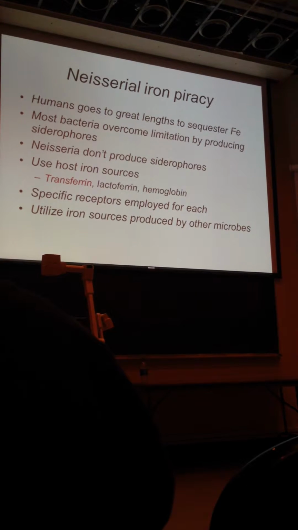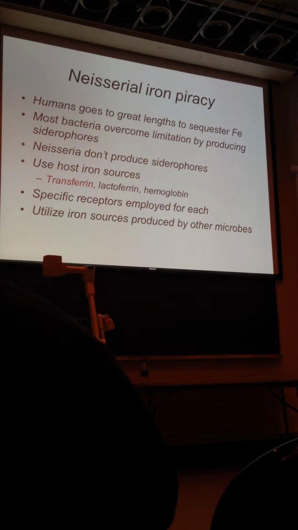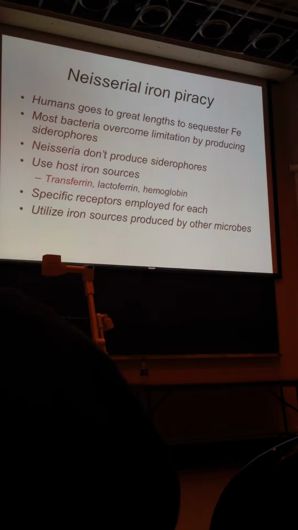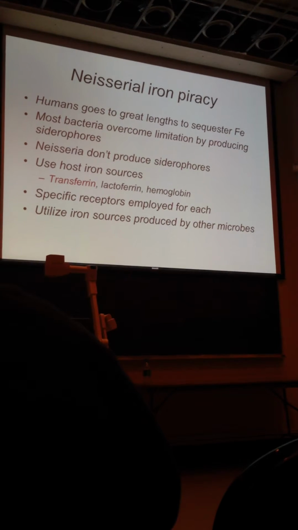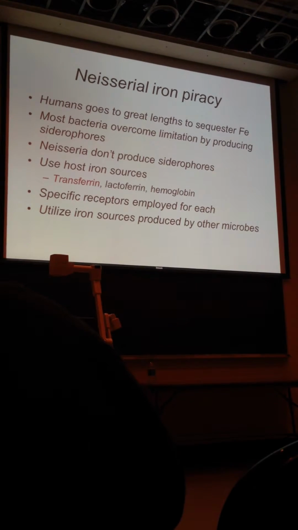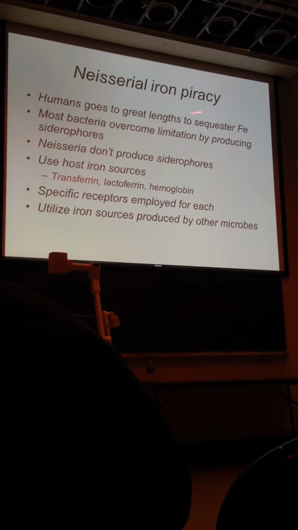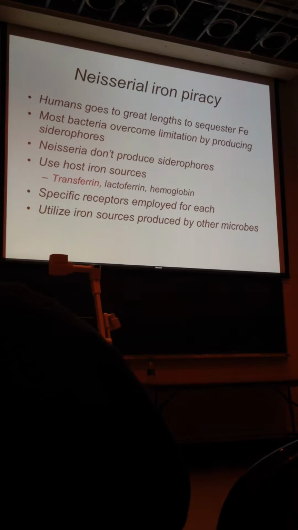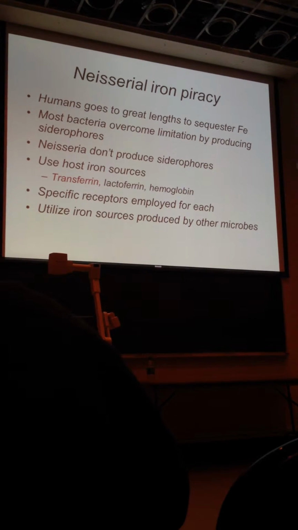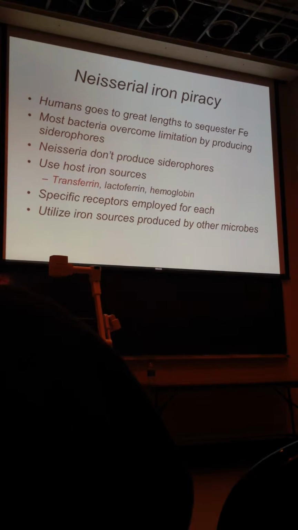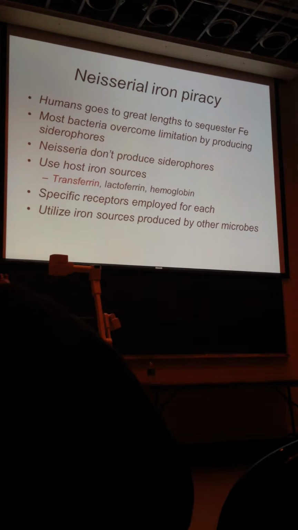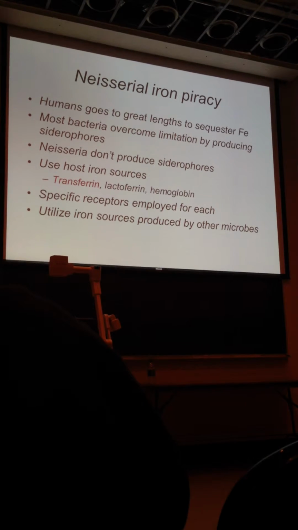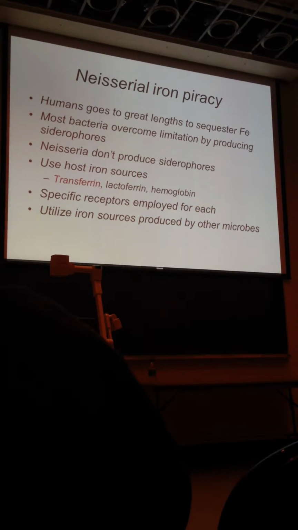And humans actually go to great lengths to hide iron away from invading pathogens, and not just bacterial pathogens, but fungal pathogens as well. And even some viruses need iron as well. So there's this ongoing battle between the host and the pathogen for iron. And most bacteria overcome this limitation by secreting low molecular weight iron chelators called siderophores. And they're like little iron cages, and they solubilize the iron and bring it back to the bacterium.